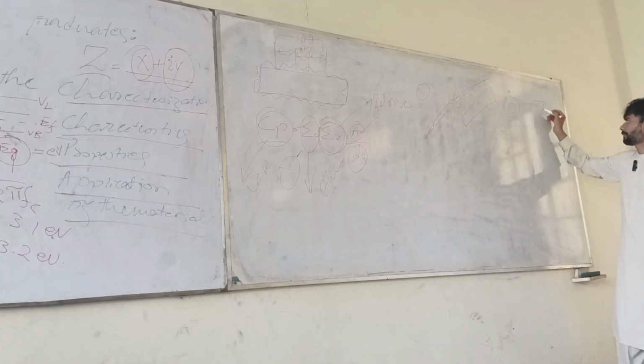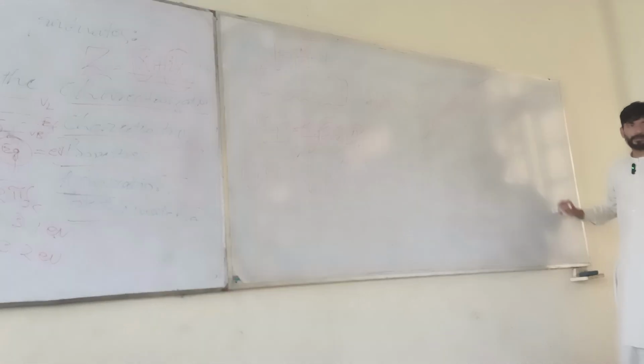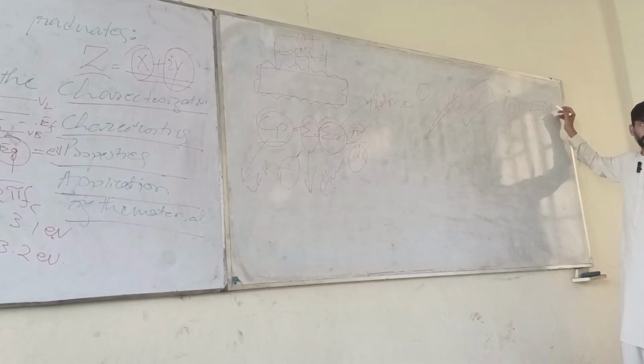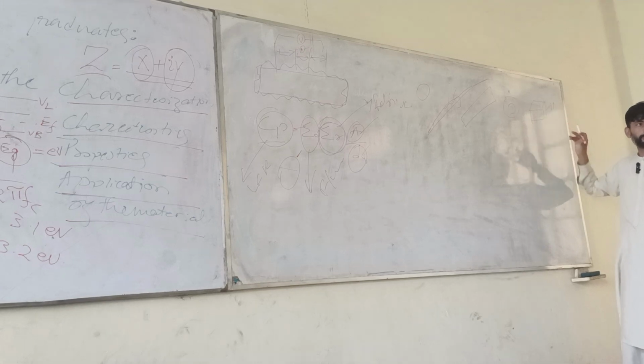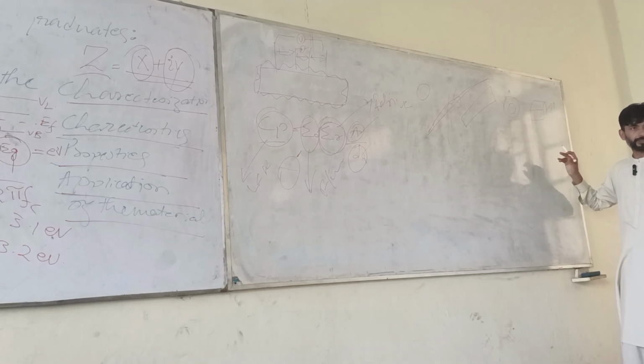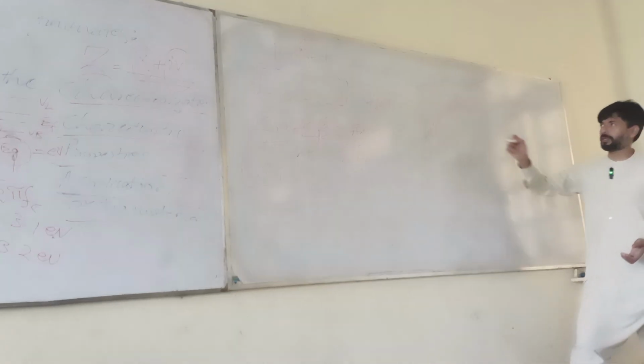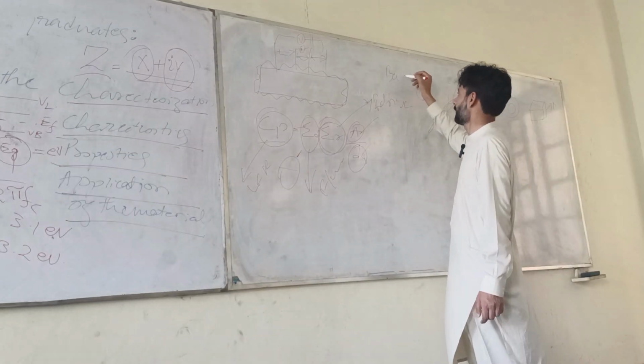Then this type of spherical, different geometries are involved here. Triangular, rectangular, even flower type structures. We have studied it. They reflect different properties. For example, all of them are barium titanate.